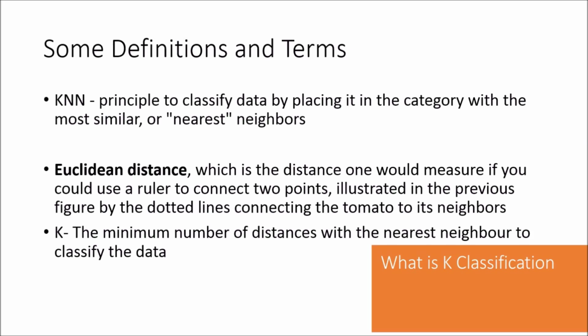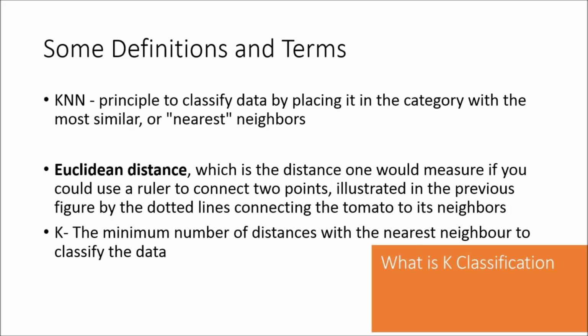So KNN, the classification which I just talked about, is a principle to classify data by placing it in the category with the most similar or nearest neighbor, like you saw in the earlier example. The Euclidean distance is the distance one would measure if you used a ruler to connect two points, illustrated in the previous figure by dotted lines connecting the tomato to its nearest neighbors. And K is more relevant to the syntax. K is the minimum number of distances with the nearest neighbors needed to classify the data.